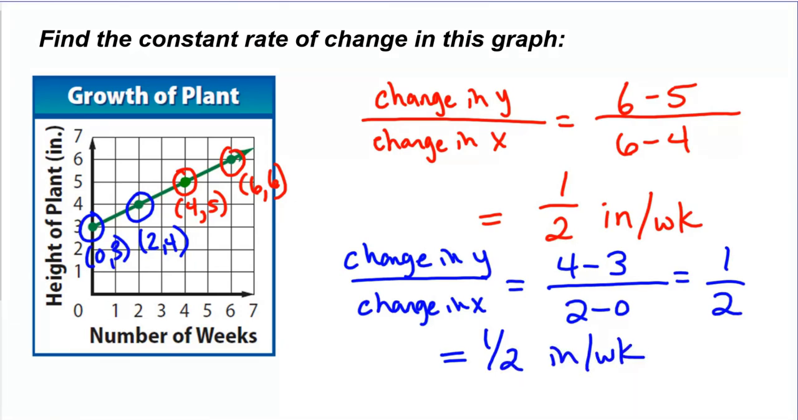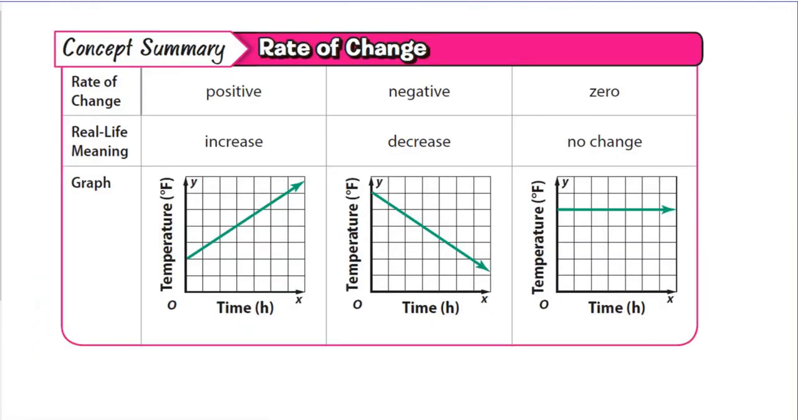And you can do that with any combination of any 2 points on this graph. You will always come up with 1/2 inch per week, or a fraction equivalent to 1/2 inch per week. That's what's nice about a linear relationship, is that the change is always constant. That's why it's a straight line. It's always constant. It never changes. So no matter what points you use, you will always find that the rate of change is the same everywhere on the line.